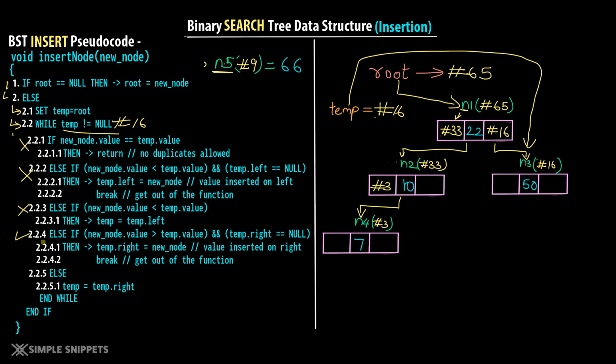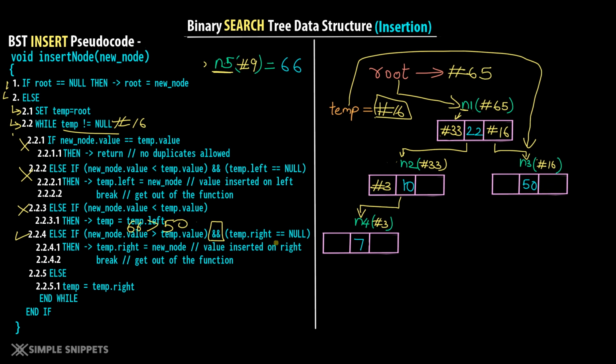And now 2.2.4 will be true because new node dot value is 66. 66 is of course greater than temp dot value. Temp is currently #16. #16 is nothing but the address of n3, and n3's value is 50. So 66 is greater than 50, yes.